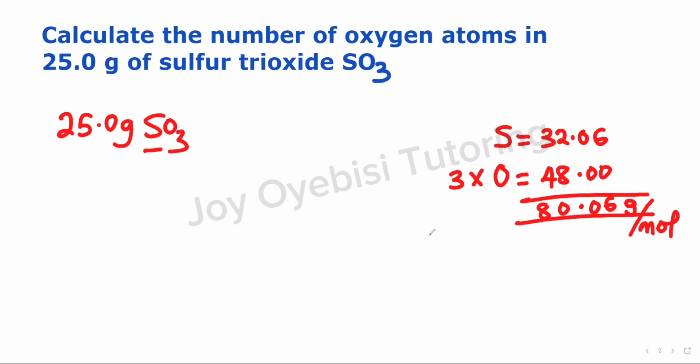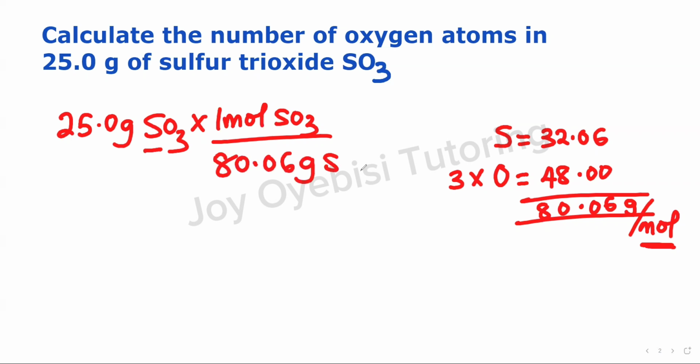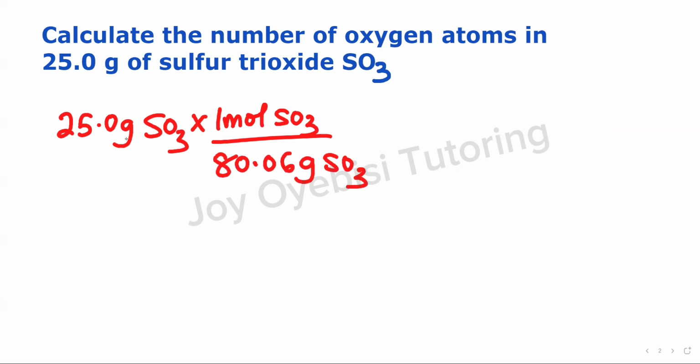To convert this to moles, we would need the mole to be on top. So you're going to put 1 mole on top, divide by the 80.06 grams of SO3. These grams will cancel out, and we are left with the moles of SO3.